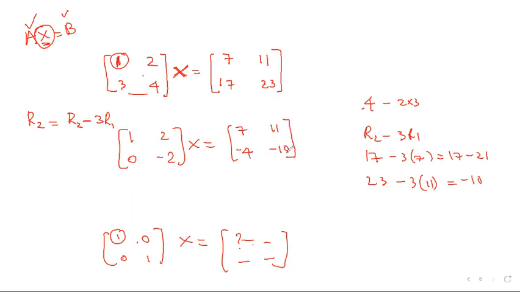Don't worry, I'll teach you a little more, just to see the technique. Now this minus 2, I'll make it 1. So R2, I'm going to divide by minus 2. I'm allowed to divide a row by a number or multiply a row by a number. So I'll get 1, 2, 0, 1 into x, 7, 11. This has to be divided by minus 2, and this has to be divided by minus 2.